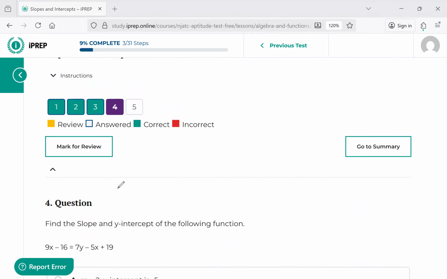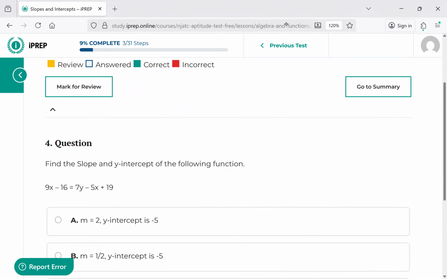Let's do this one. Question 4 says find the slope of the y-intercept. Okay, so it's a little bit more difficult, but the same idea. Just get y by itself, right? Put it in the form of y equals mx plus b. Your slope is the number in front of the x, and your b, your y-intercept, is the constant.